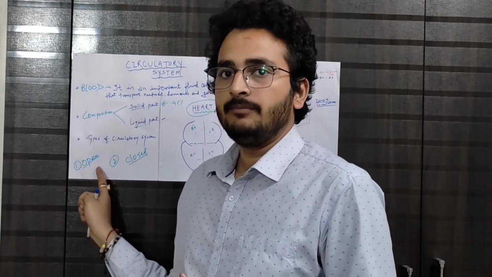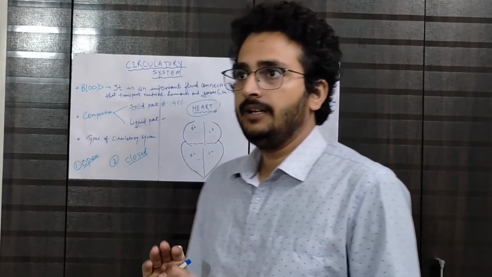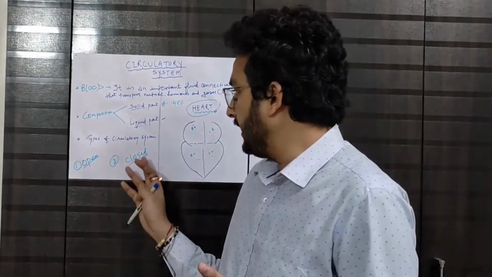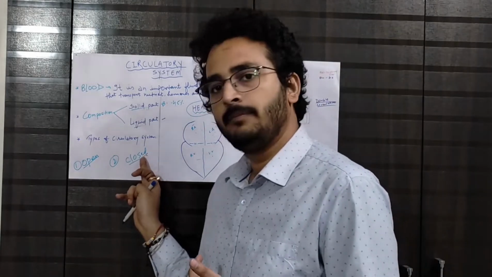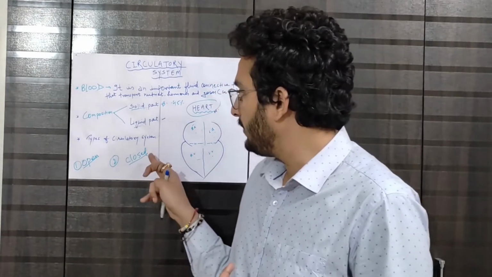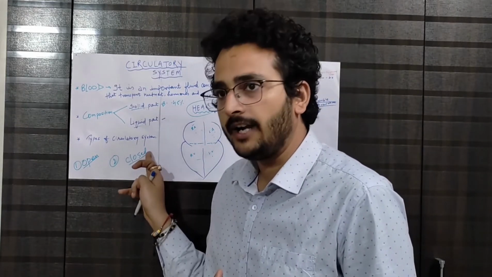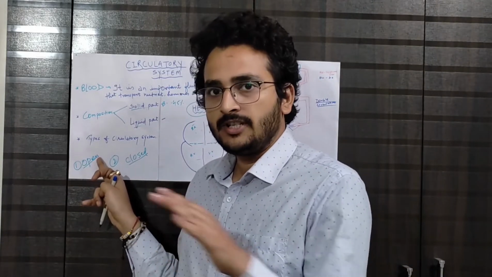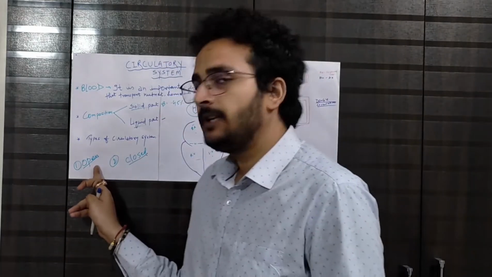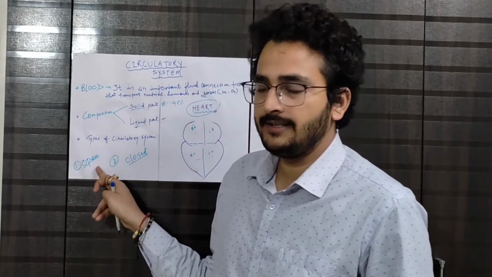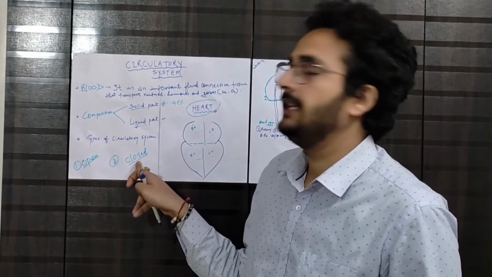In the open type circulatory system, there is no certain pipe which carries blood from the heart to the organs. But in the closed type circulatory system, there are pipes, namely arteries and veins, which carry blood from the heart to the organs and bring blood back from the organs to the heart. But in the open type, there is no such pipe. Blood is in direct contact with the tissue. The open type of circulatory system is found in arthropods, and the closed type is found in mammals and reptiles.